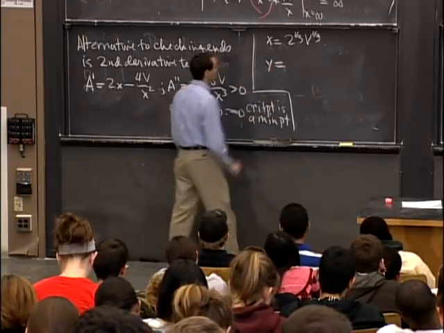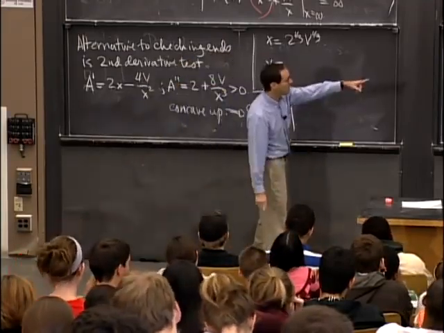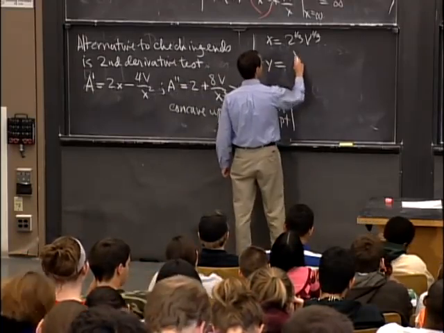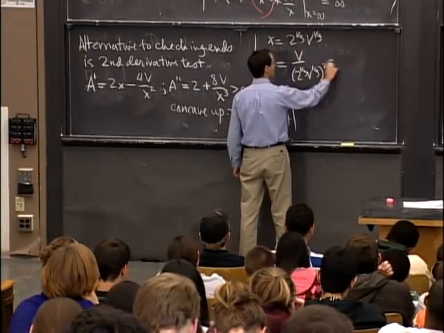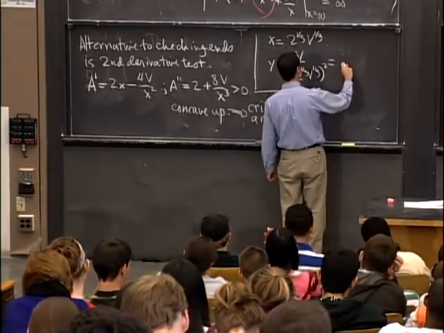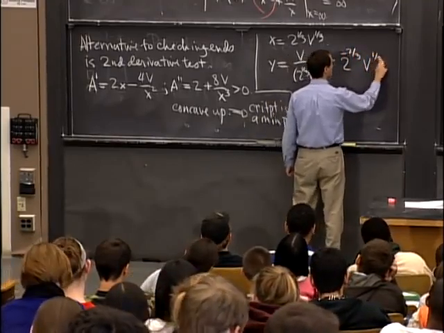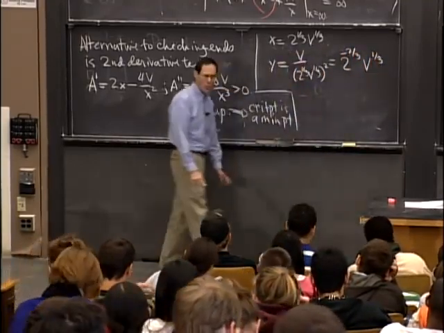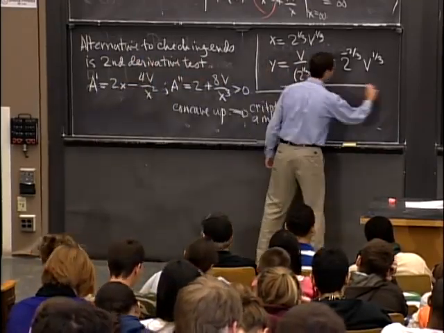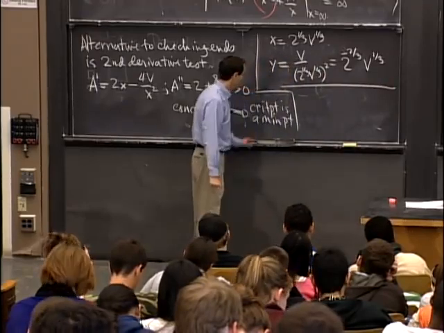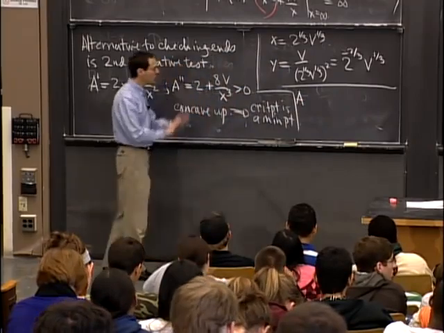The y value is going to be, let's see, well, it's v over x squared, so that's v divided by 2 to the 1/3, v to the 1/3 squared, which comes out to be 2 to the minus 2/3, v to the 1/3. Okay? So there's the y value. On top of that, we could figure out the value of a. All right? So that's also a perfectly reasonable part of the answer.